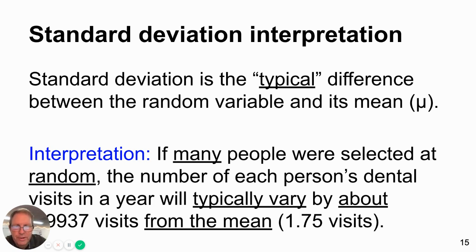You have to tell us that you're taking many, many people at random. Then you give the description of the variable, the number of each person's dental visits in a year will typically vary. Those are the key words, typically vary by about. I want that word about in there because this is a long run probability. Visits, and what is it varying from? It is varying from the mean, and I give the value. So that is your interpretation of standard deviation.